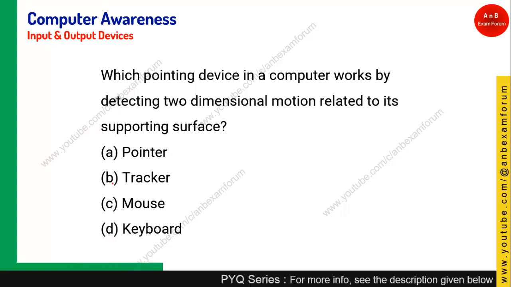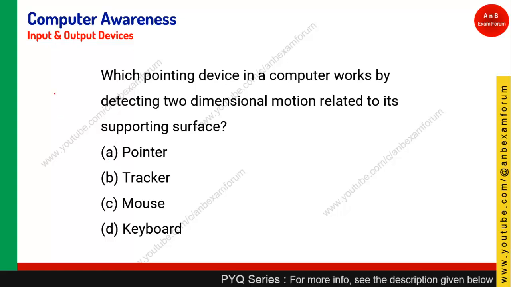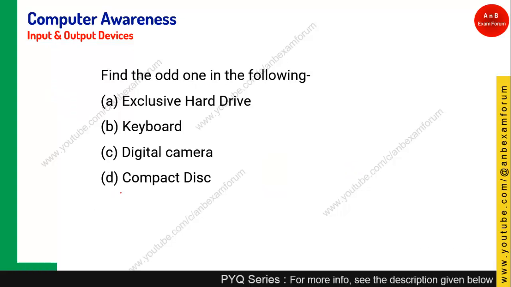Coming to the next question, which pointing device in computer works by detecting two-dimensional motion relative to a supporting surface? Let's see who can give the answer. It's a good question. Two-dimensional motion means we can move in either this direction or that direction only on the plane surface. And as you know, the cursor moves on the plane surface and the cursor is related to the mouse, so mouse is the correct answer.